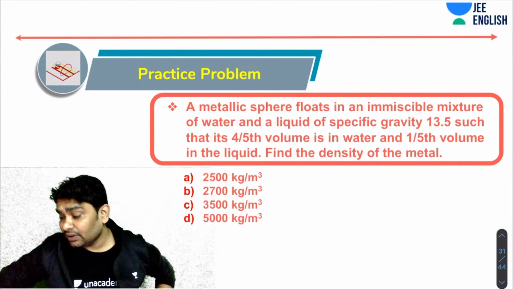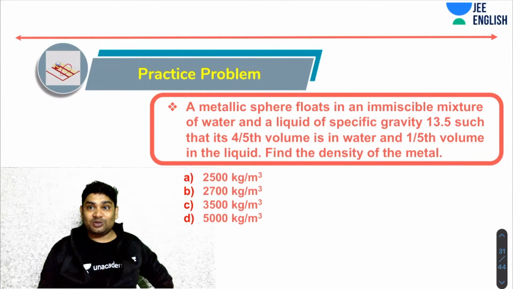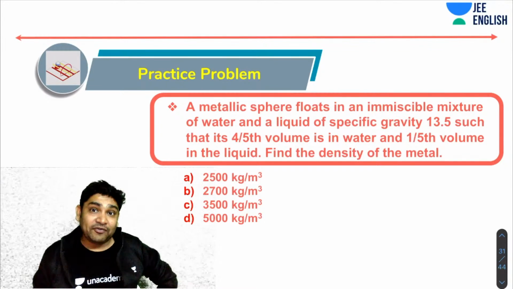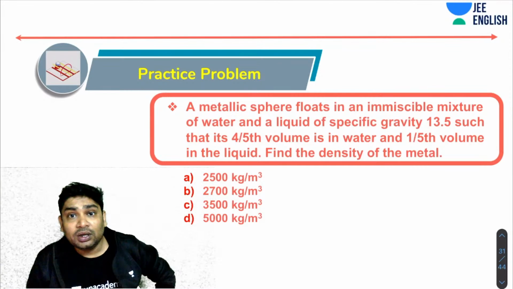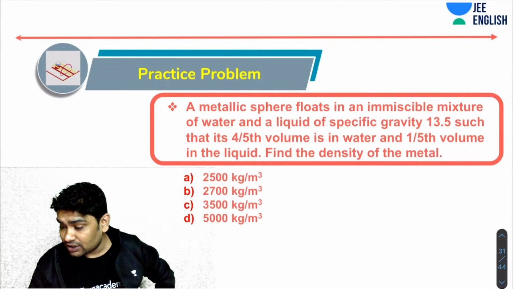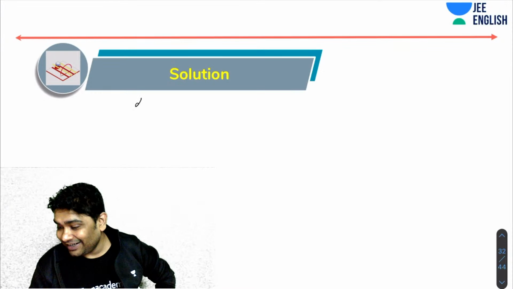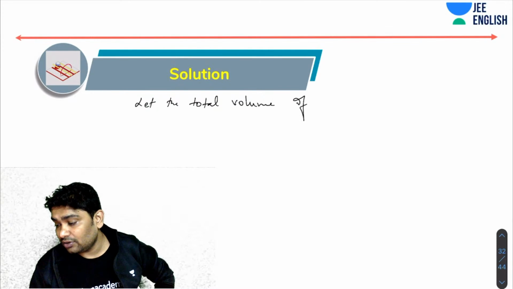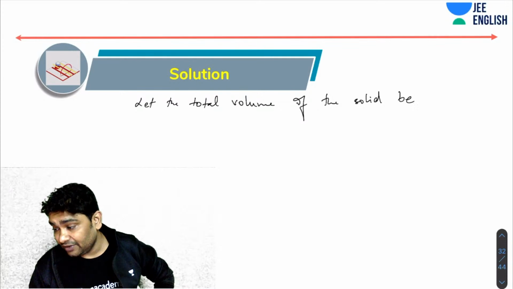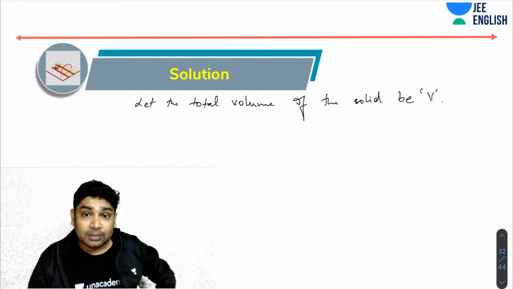Okay. So anyhow, let's do this. I told you the total buoyant force would be the weight of the liquids displaced. So imagine the volume of the solid is V. Let the total volume of the solid be V. Then the volume submerged.